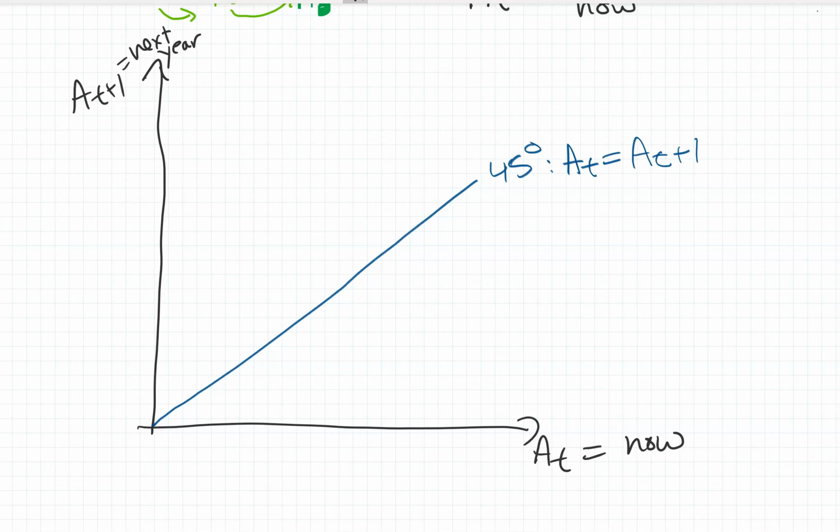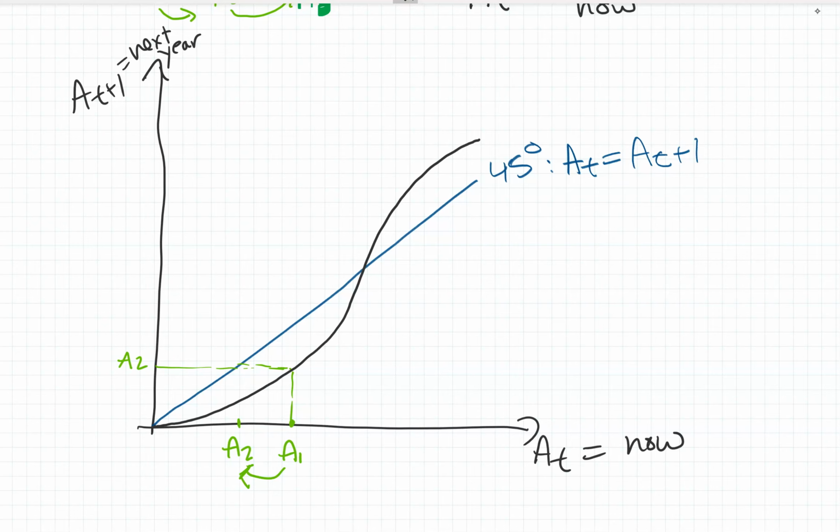But now our asset function looks like this, and so this part is below the line. What does it mean to be below the line? Let's suppose we start here. This is our A1, and this is our A2. That means we're too low. Our assets are too low to reproduce themselves, and so we are going to fall further.